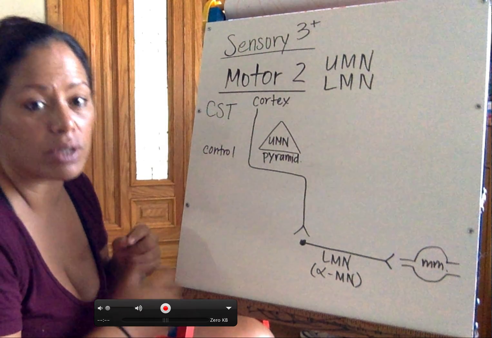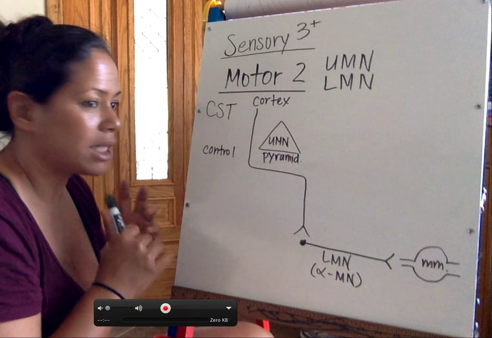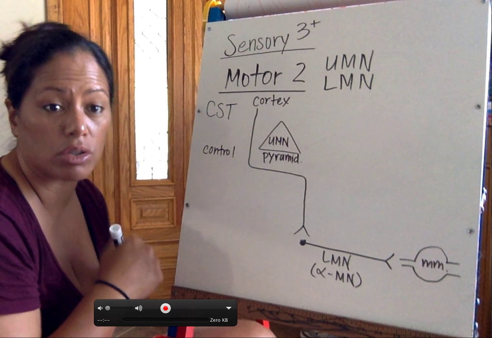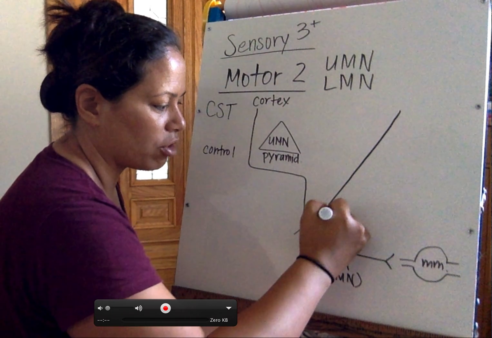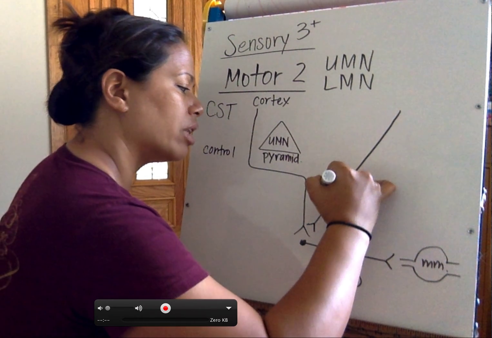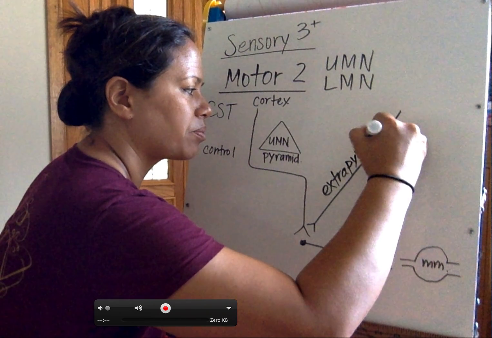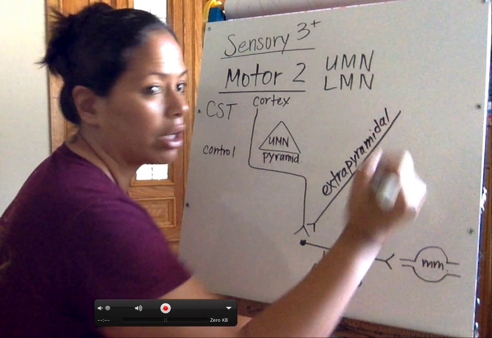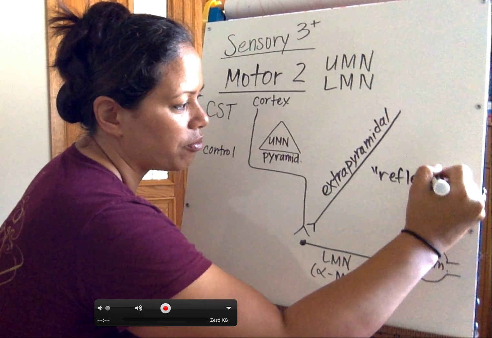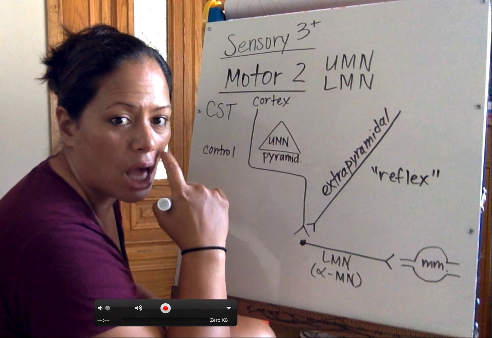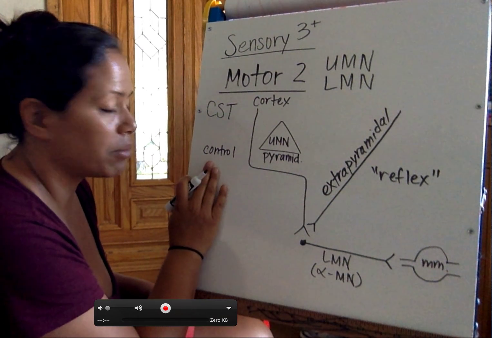It is control. It's something I can think about. I can think, okay, I need to close my hand, I need to open my hand. It's something I control. It passes through pyramids, or it's called pyramidal. There are other pathways that are outside the pyramids, and we're going to call them extra. So we call it extrapyramidal. And if it's not control, it must be some type of reflex. So these are examples of fairly reflexive pathways. But for the purpose of class, we're going to categorize them as reflex. And we're going to keep this guy as control.